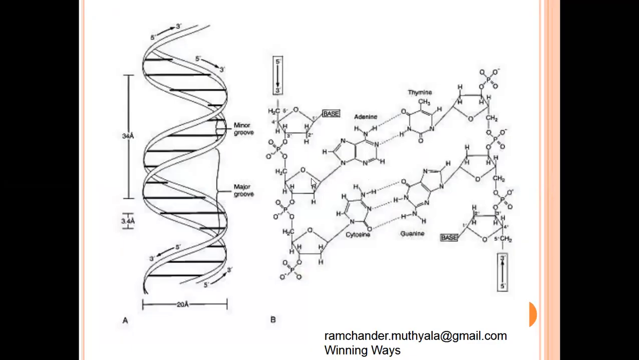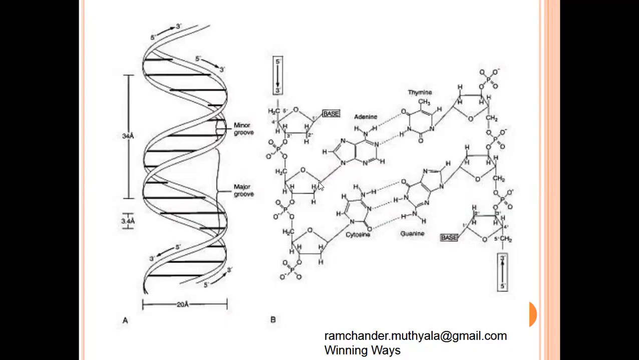The sugar molecules are connected with purines with a glycosidic bond, and the sugar molecules are connected with pyrimidines with a glycosidic bond. Here, cytosine is a pyrimidine, and adenine is a purine. Between these sugar molecules and nitrogenous bases, glycosidic bonds are present. The glycosidic bonds are of two types.